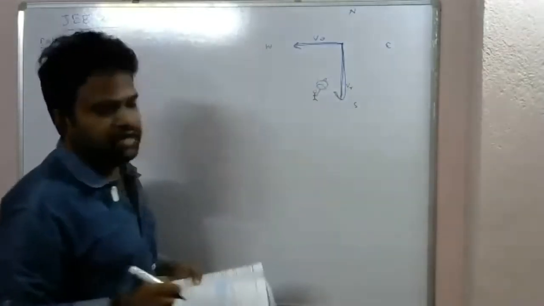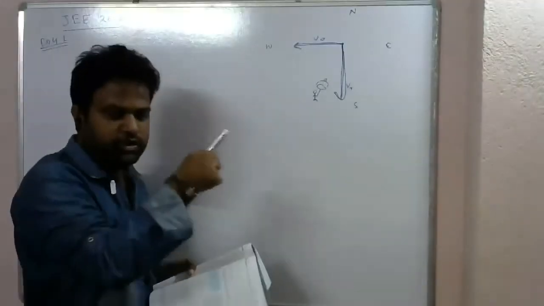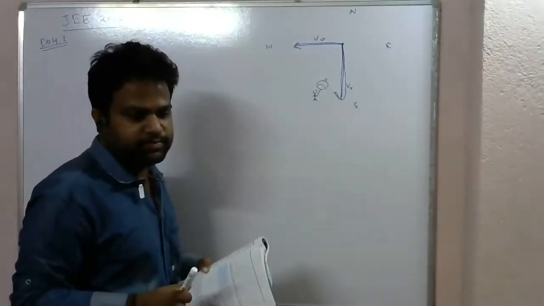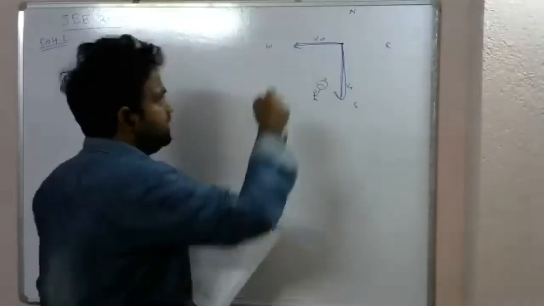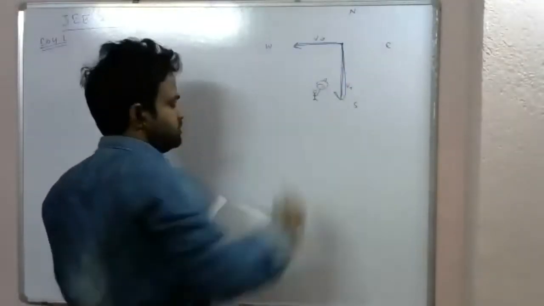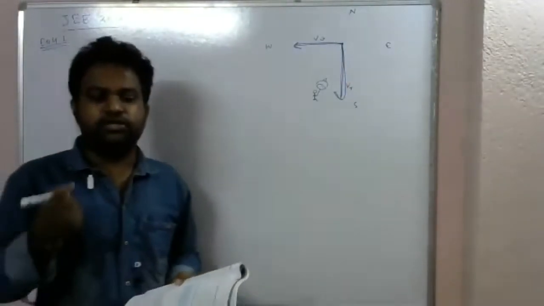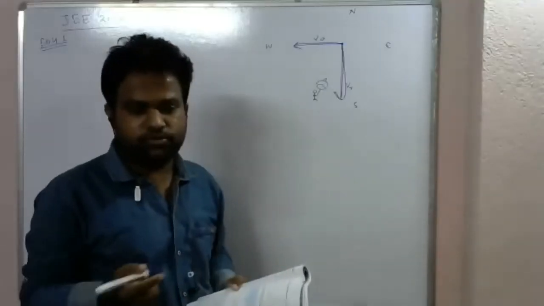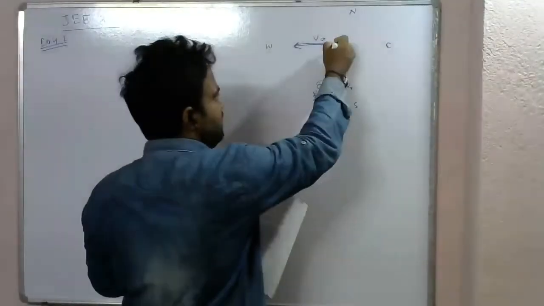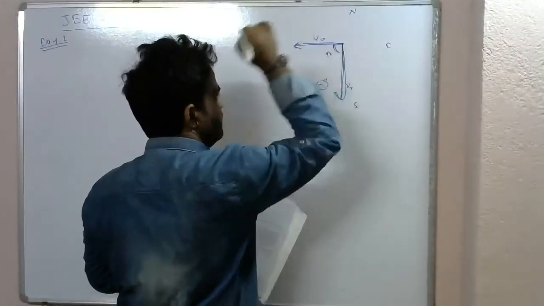You are holding an umbrella in your hand. So you have to hold the umbrella at some angle. Which angle? Now, the resultant of these two vectors. What is the resultant of these two vectors? Two vectors are given. The angle between them is 90 degrees.